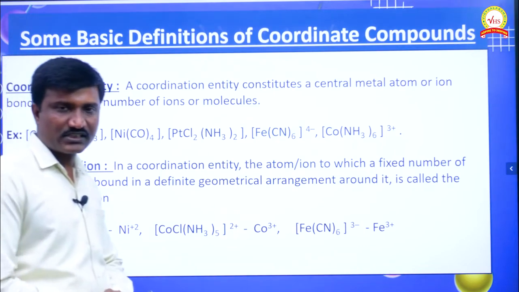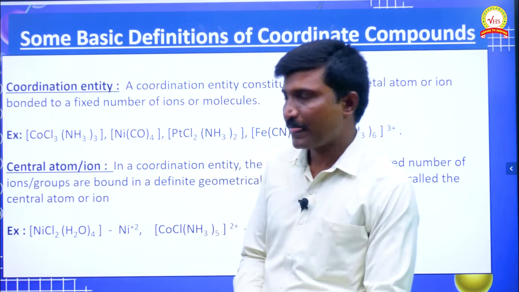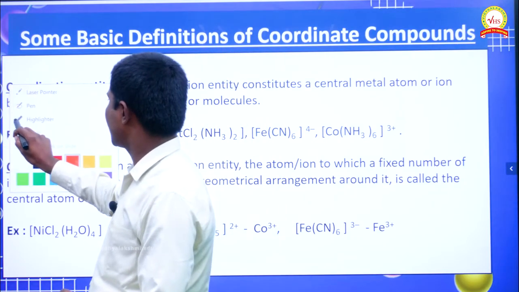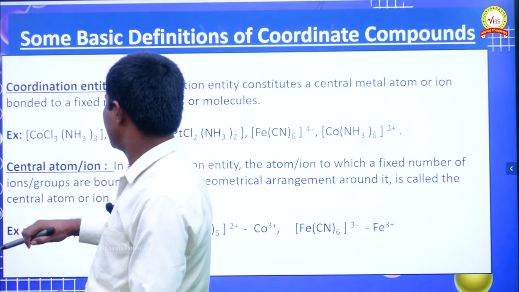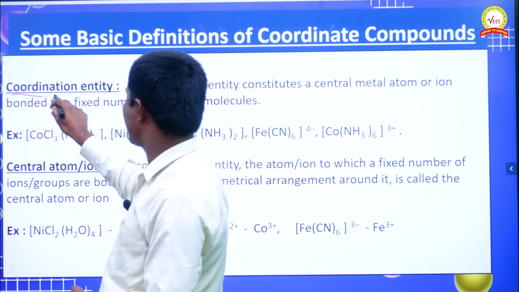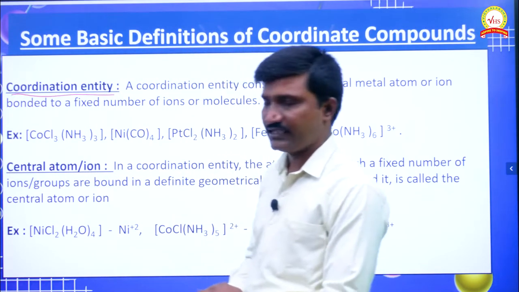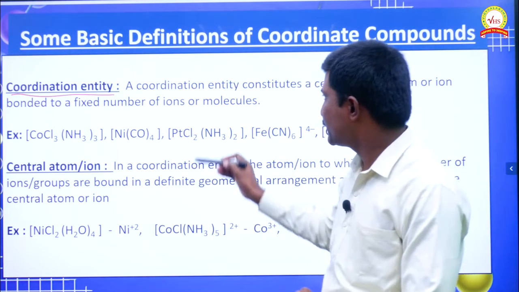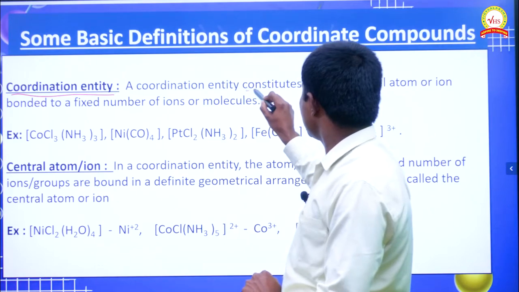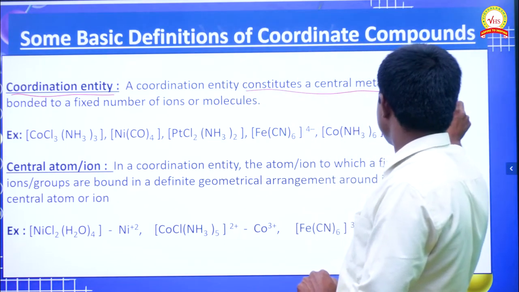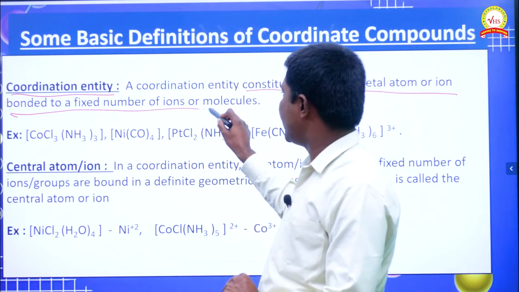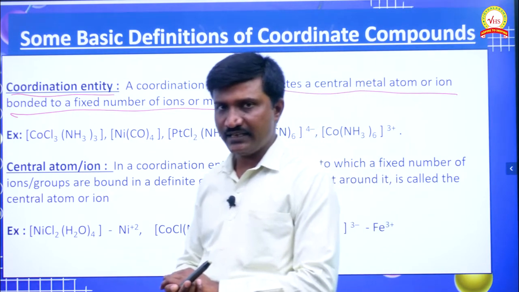The first term is coordination entity. So what is the meaning of coordination entity? It constitutes a central metal atom or ion bonded to a fixed number of ions or molecules, right?